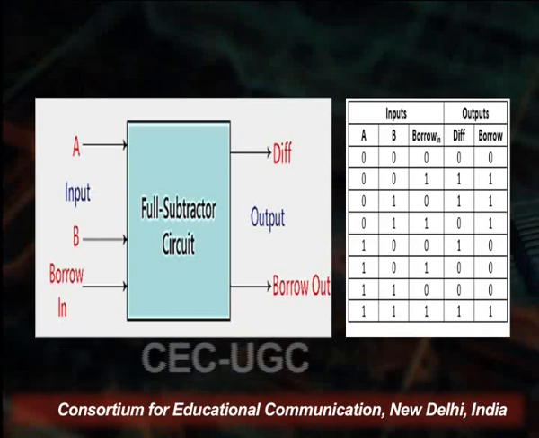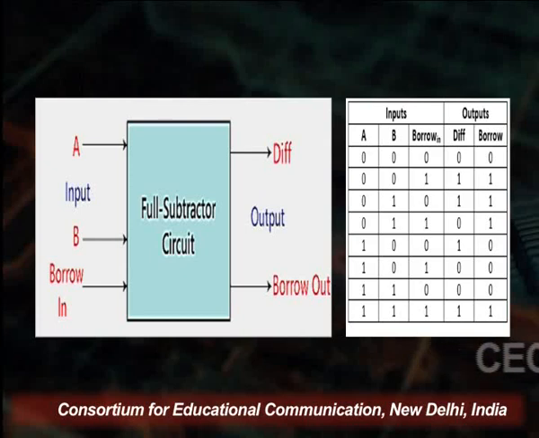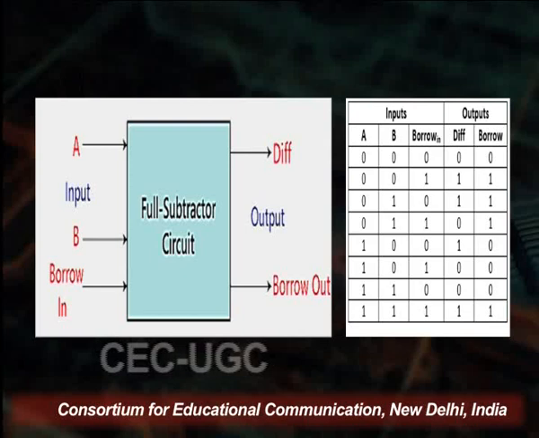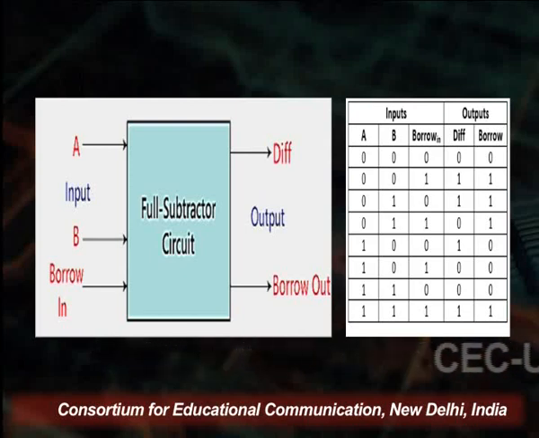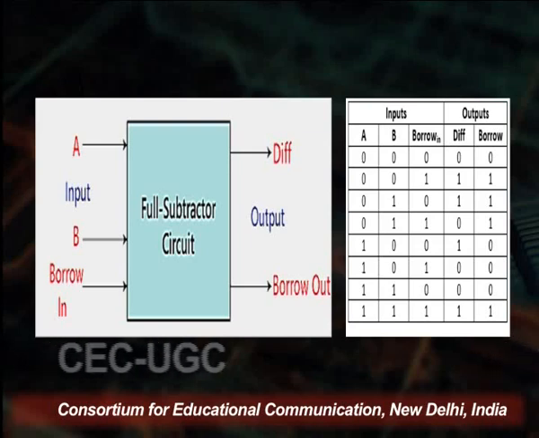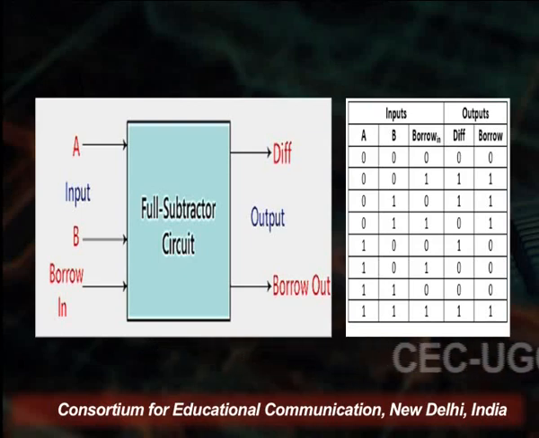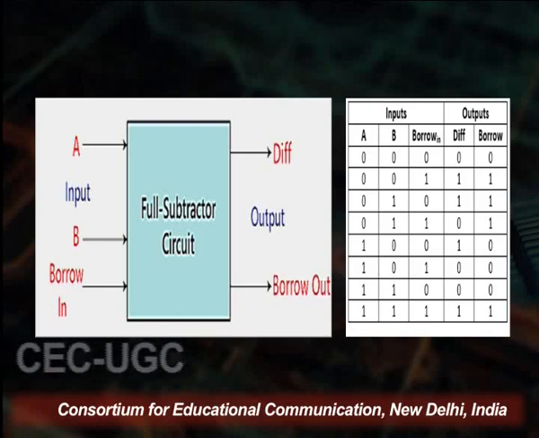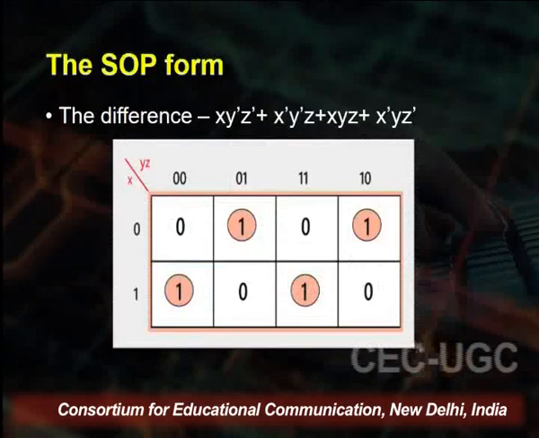So the truth table automatically has 8 possible combinations for the input, 3 inputs converting into 8 possible combinations. Let's look at these inputs here. The input side has 3 columns, A, B and the borrow in from the previous one. The output would have 2 outputs. One is a difference, that is what we are trying to find out, and the other one is a borrow out. Let's look at the table and try and convert this into an expression.